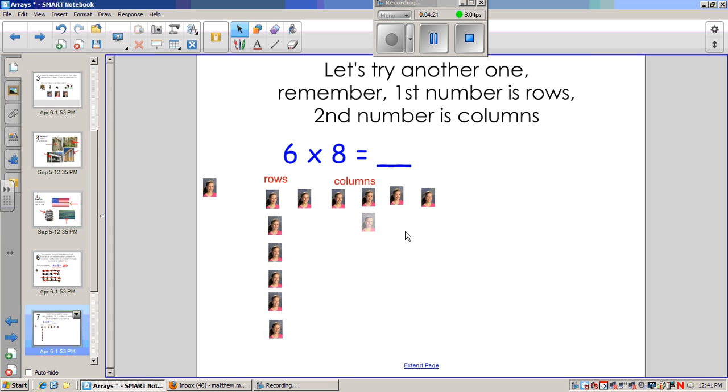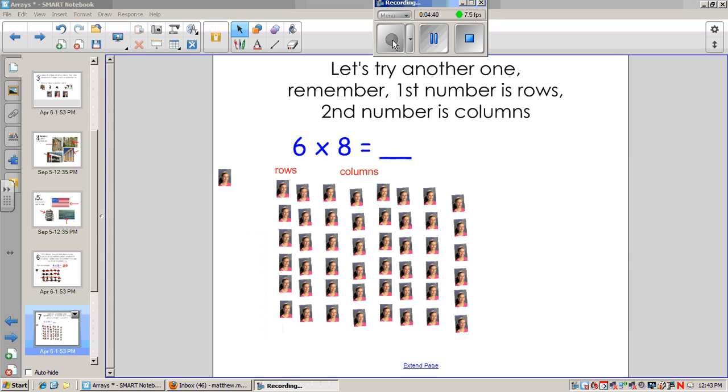6, 7, 8. And the thing you'll notice whenever we're making an array is it ends up being a rectangle shape. And so right now I don't have a rectangle shape. I have an L shape. So I need to fill in all this area so I have 6 rows, 8 in each row so that I have a rectangle. So let's see. Now if you notice I have 6 rows and there's 8 in each row, or there's 8 columns. If you were to count all of these up, we'd end up having the answer to our multiplication problem, 6 times 8, and there are 48 pictures of Jordan.